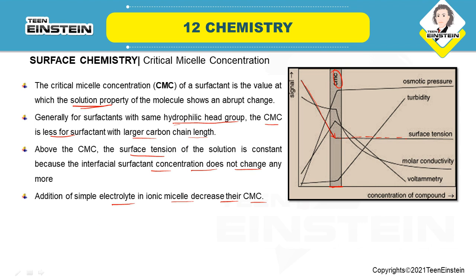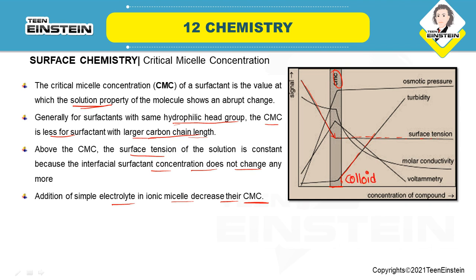So when we are adding electrolyte to an ionic micelle, then also CMC will decrease. CMC will decrease with increasing chain length, provided the head group is constant. And when we are adding simple electrolyte, that will also decrease CMC. Here we have already seen surface tension, how it is changing. Then turbidity, see, after CMC it is abruptly increasing. This happens because after CMC that is actually colloid.